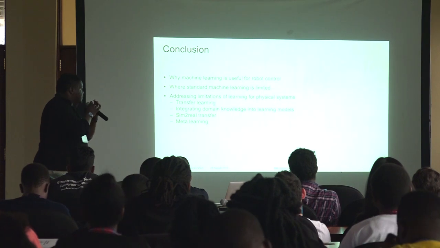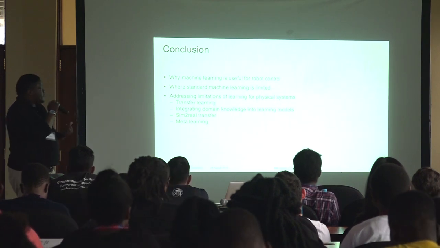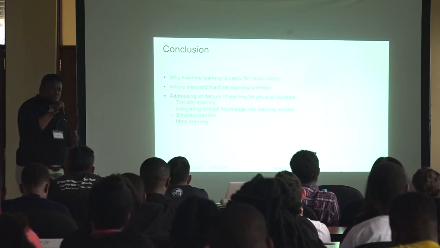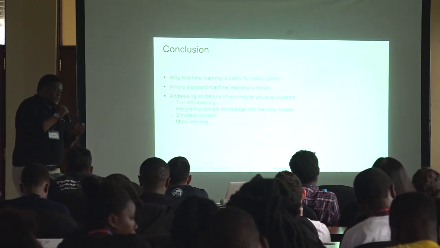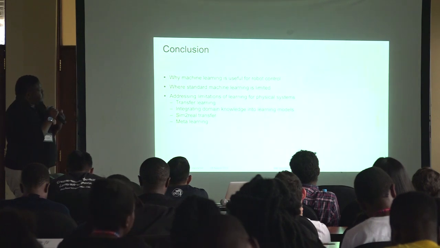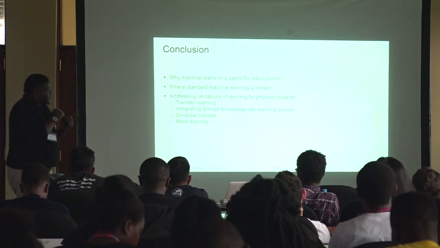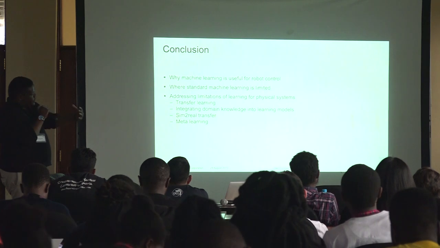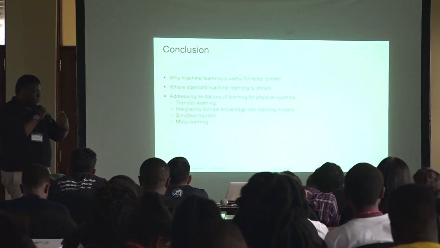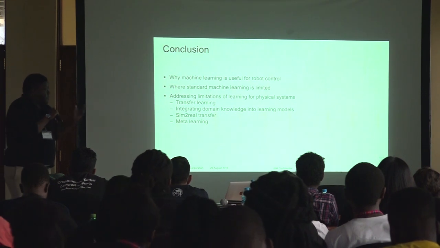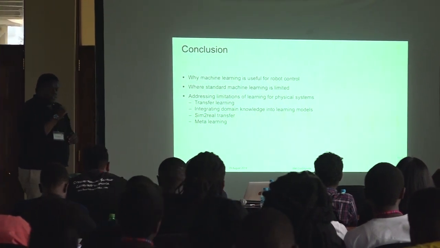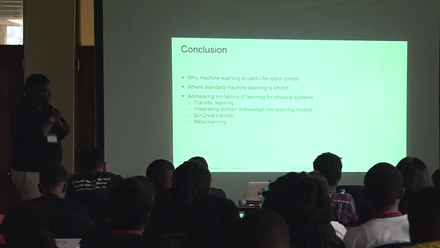So in conclusion, I've shown how machine learning can be useful for robot control. I've also explored cases where machine learning is limited. And I've discussed some research that is currently being done to address some of these limitations, which is transfer learning, integrating domain knowledge, sim-to-real transfer, and meta-learning.